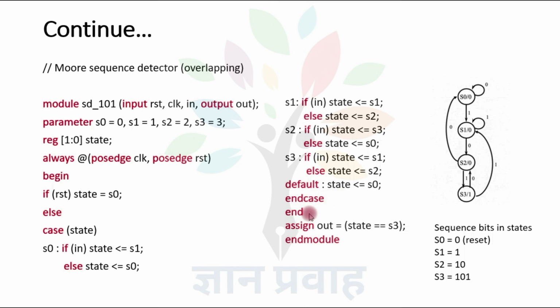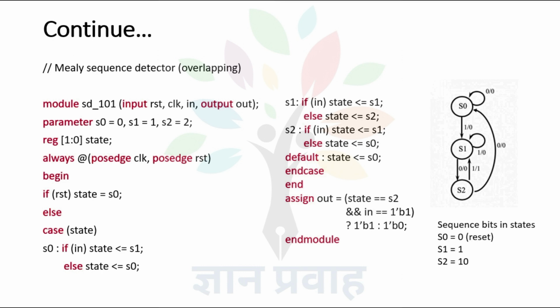End case, end. So in the case statement, we clarify the present state and next state behavior, but we have not mentioned the output. Here we are using assign out equal to state logical equal S3, because S3 is representing 101, that is our desired sequence detection. So when state is at S3, then this expression will provide the output value 1. Otherwise, out will be at logic 0.